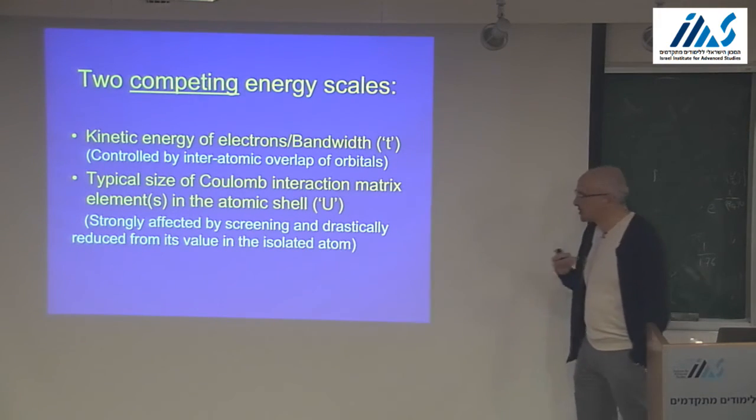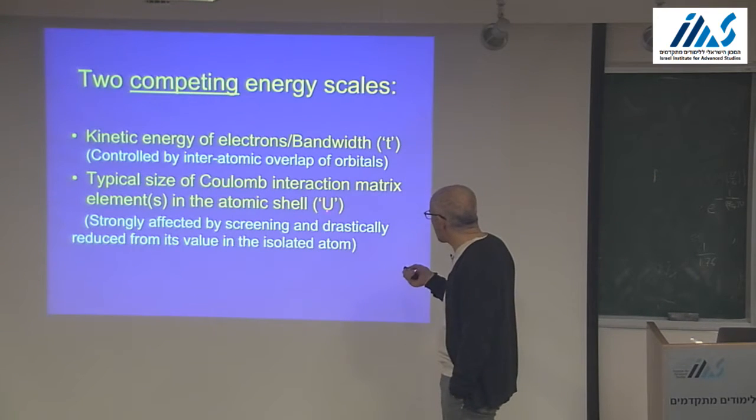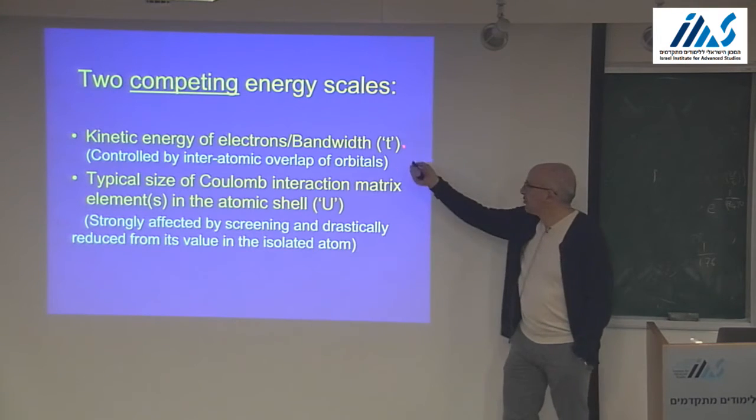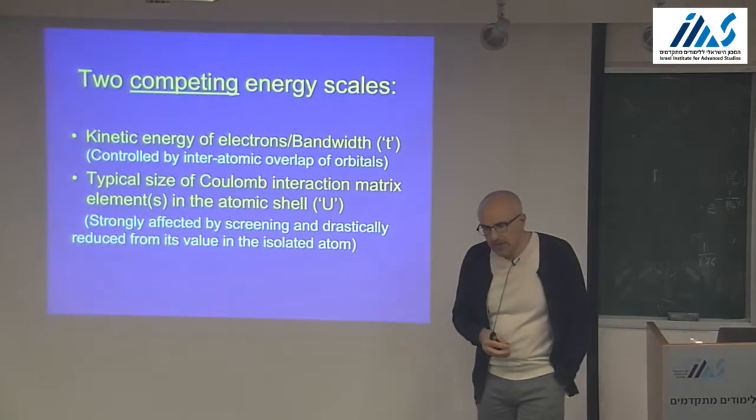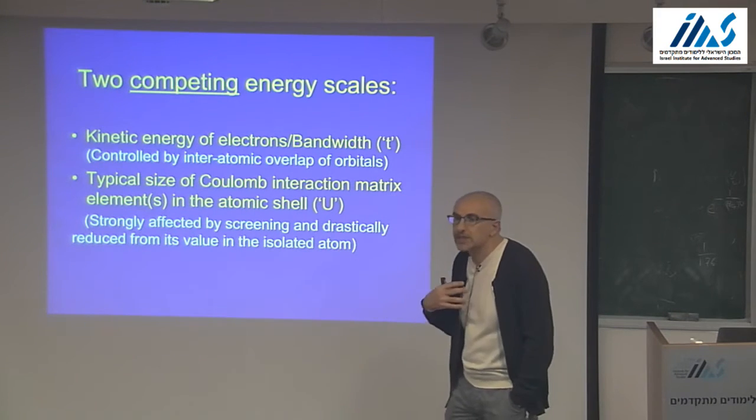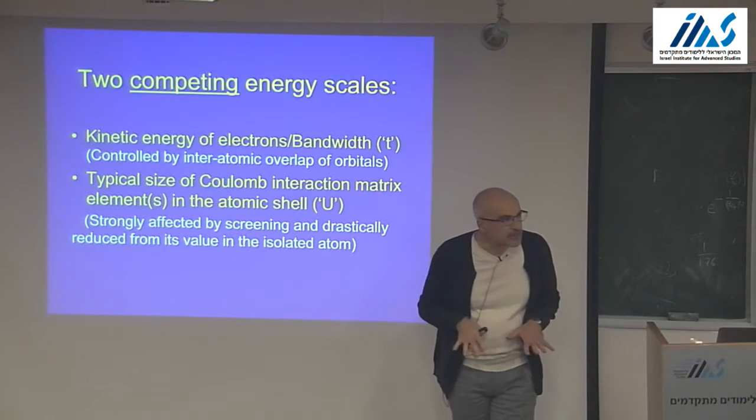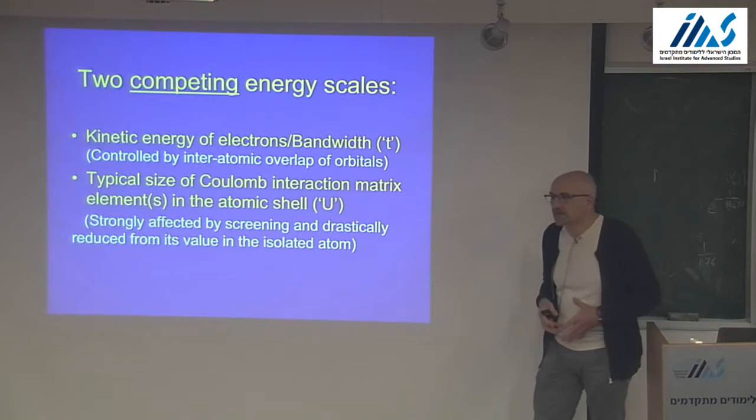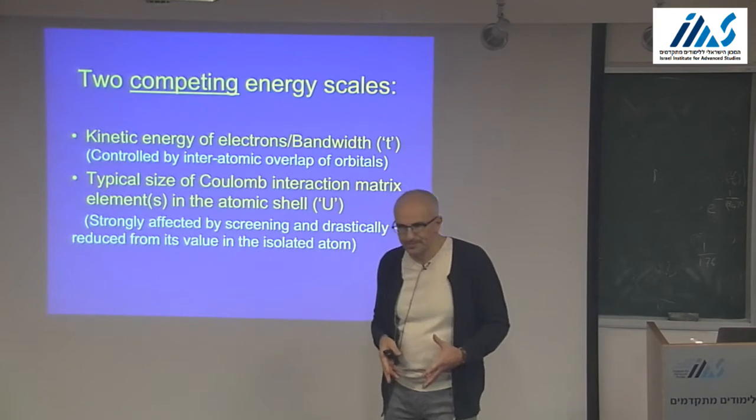And strongly correlated systems are often systems in which these two scales, or at least the bandwidth that derives from this tunnel amplitude, are comparable to one another, and hence can lead to an interesting competition between delocalization of electrons, which is what t wants to do, and localization of electrons because of interactions, which is what U wants to do.